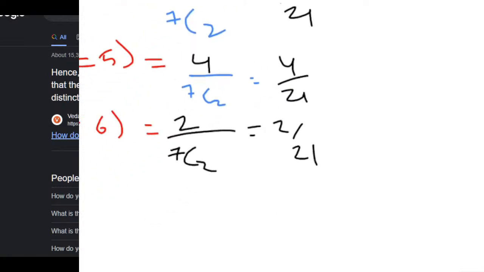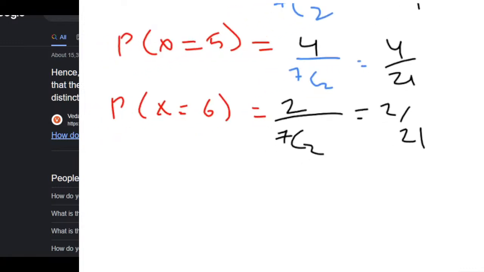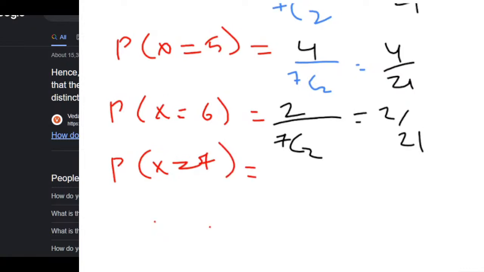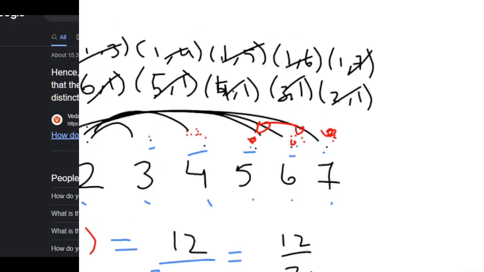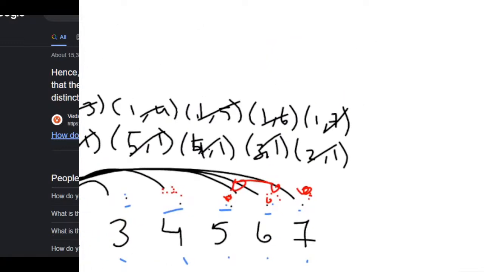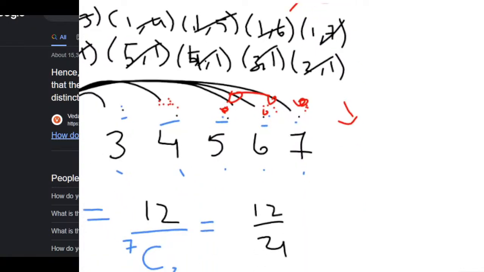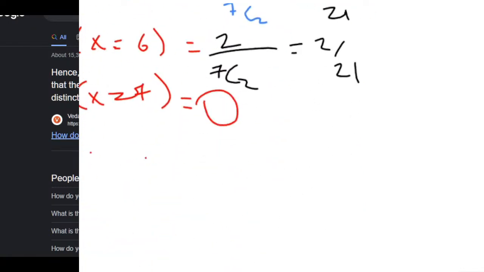Okay, finally I would have P of x is equal to 7. So remember, we have to choose two numbers. So one number is 7, and there's no other number bigger than 7 over here. So there will be no set related with 7. So the probability is actually 0.